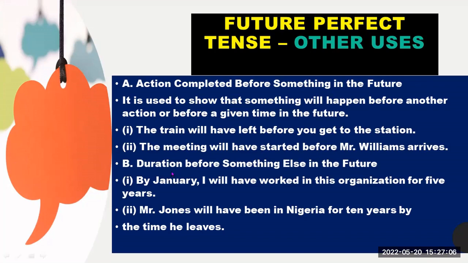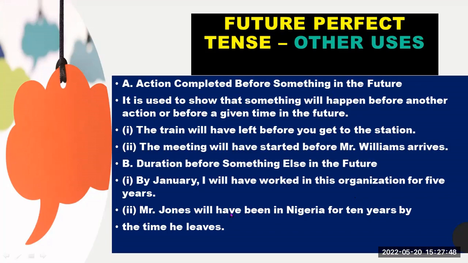Then another use of the future perfect tense is to talk about a period of time before something else in the future. For example, by January, I will have worked in this organization for 5 years. You are projecting into the future. You are doing some kind of calculation. You know when you started working in that organization, and then you know that when the next January comes, the period that you have spent in that organization will be exactly 5 years. So you say by January, I will have worked in this organization for 5 years.